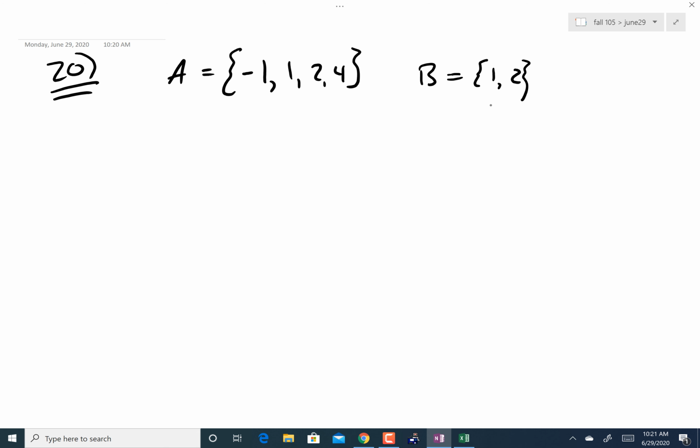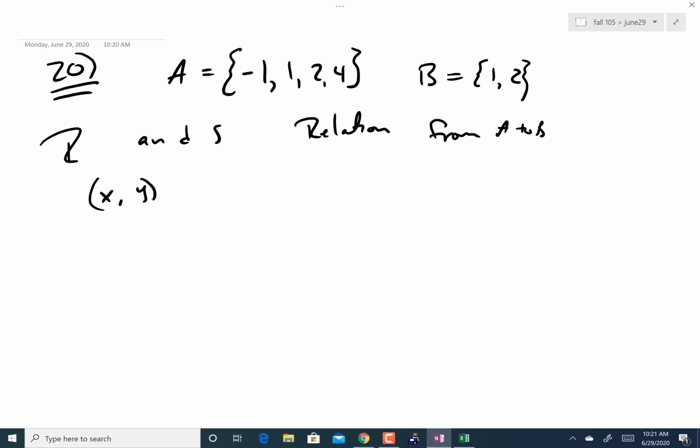So check this out. So there they are. They got 2 sets. So R and S are relations from A to B. Okay. So for all X and Y. Now remember, these are pairs, X and Y. So you're going to take one from A and one from B, and you're going to pair them up. And what this is saying to us.